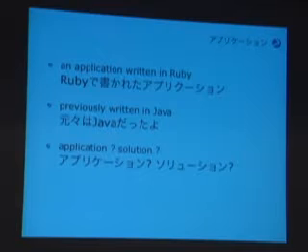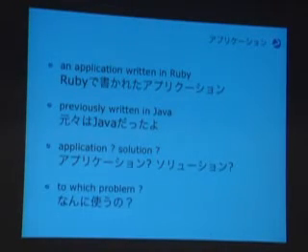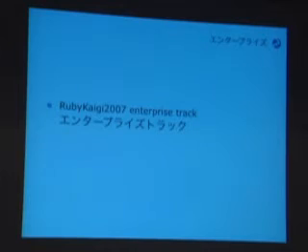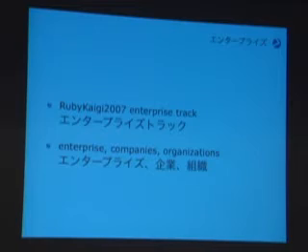So if it's an application, it's a tool, it must be a solution to some kind of problem. But what kind of problem? So, as said, this is the enterprise track. So it features mainly applications for enterprises, organizations, companies. And let's take a look at what is an organization.